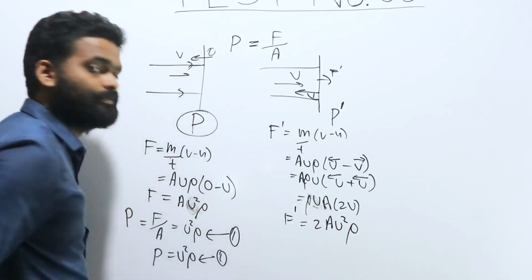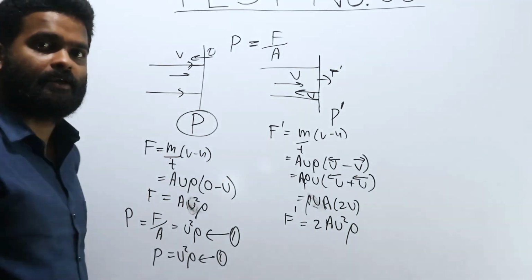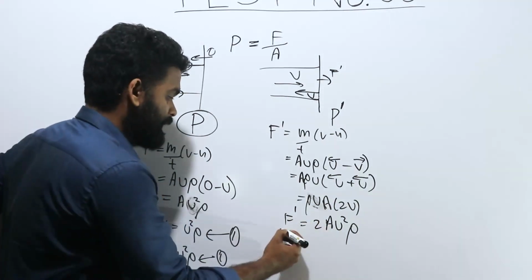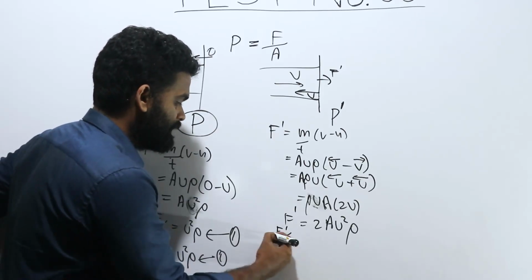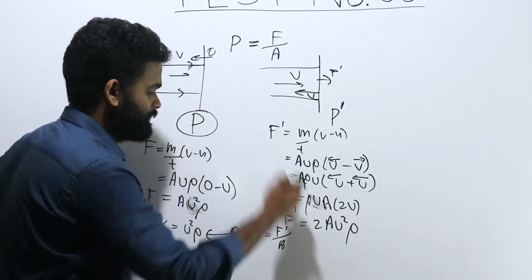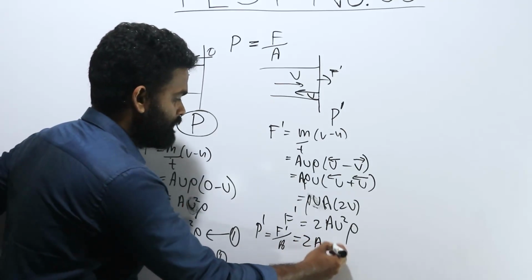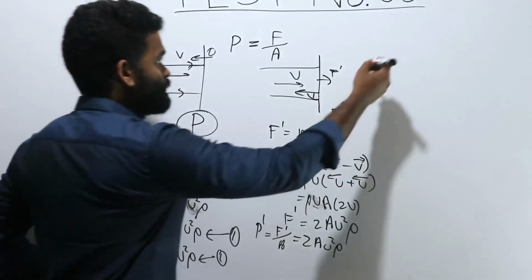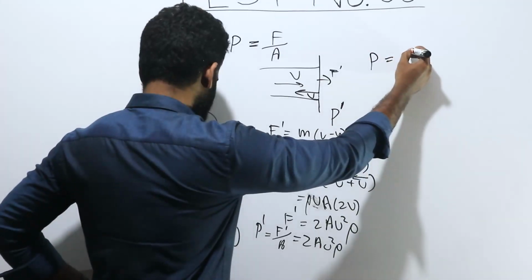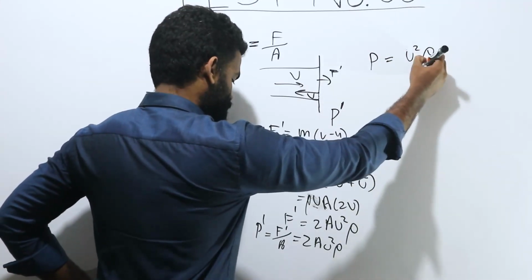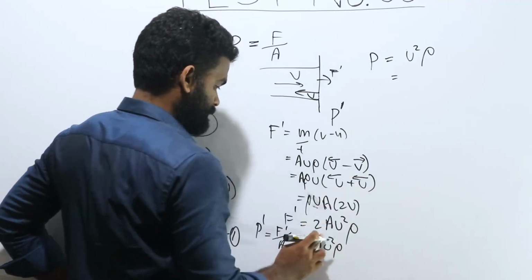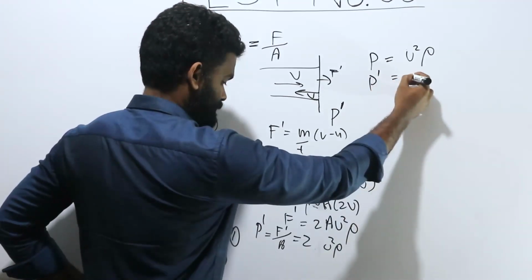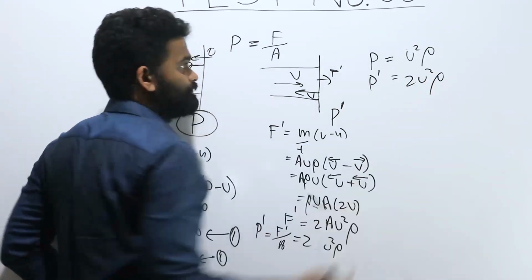So this is f dash. Then again here, f dash divided by a should be the p dash, pressure here. Then this is equal to 2a v square rho. So then we have two expressions. I'll just write it separately. P equals v square rho and p dash equals 2v square rho.